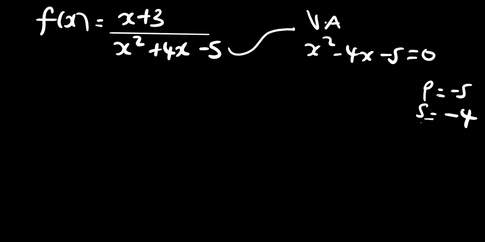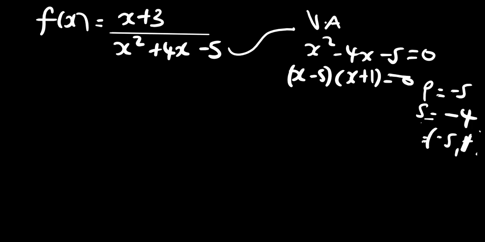Negative 5 and 1, right? Yeah, negative 5 and 1 will work. So this one will just be x minus 5 or x plus 1 is equal to 0. So x should not be equal to 5, or x is not equal to negative 1. So these will be the asymptotes.